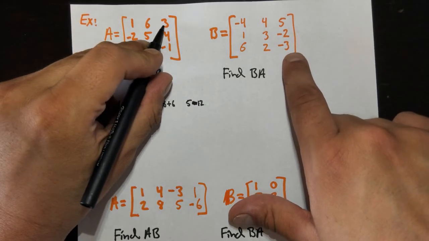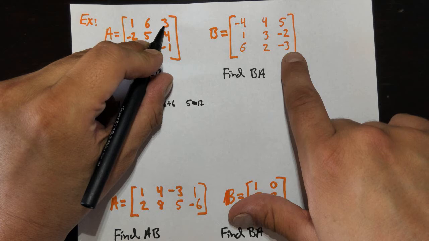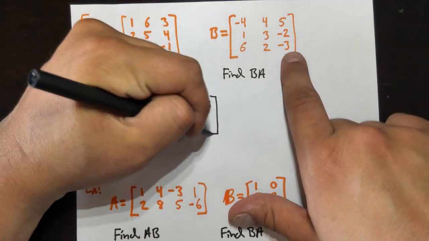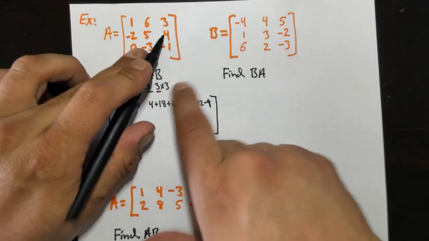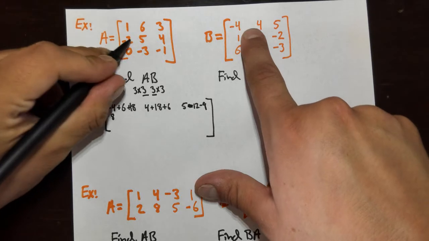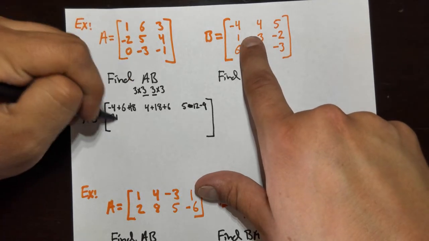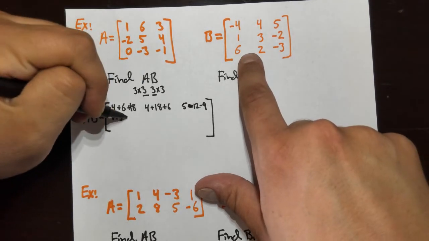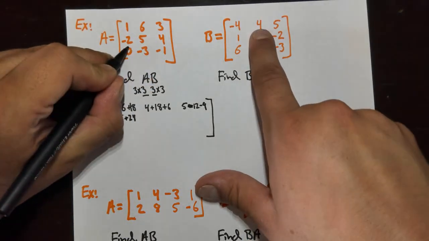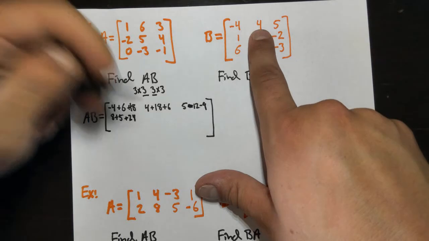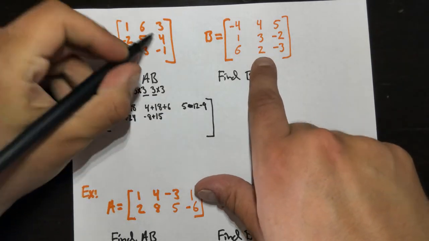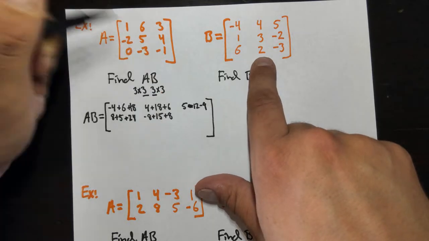And then 3 times negative 3 is negative 9. And then the middle row to the columns, so negative 2 times negative 4 is 8, 5 times 1 is 5, and 4 times 6 is 24. Now the middle row, middle column, this will be negative 2 and 4 gives us negative 8, 5 and 3 gives us 15, and 4 and 2 gives us 8.